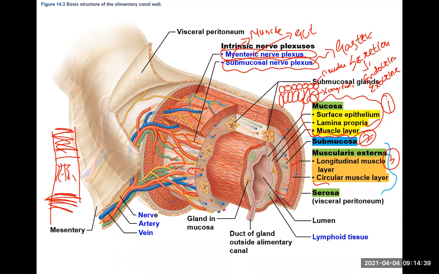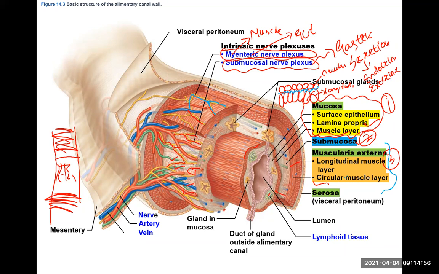They're present between these two layers. That means if I have this circular layer and if I have this longitudinal layer, the nerve plexus is found somewhere over here between the two layers. What is it doing? What is the function of it?